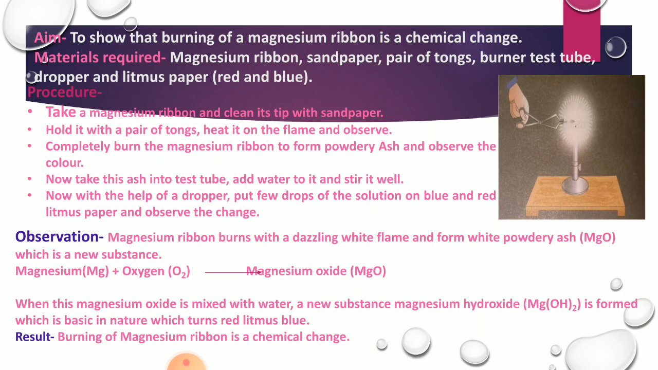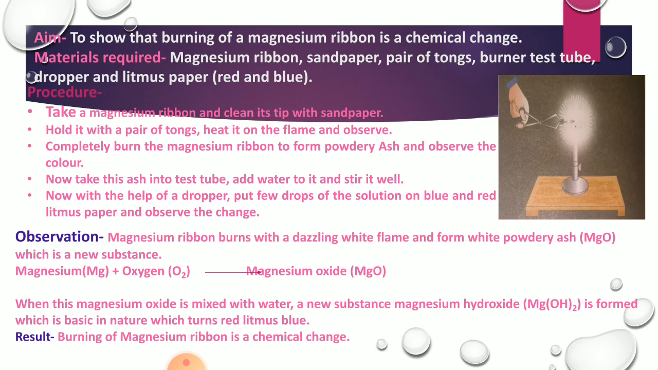Now we have to take the red and blue litmus paper, and with the help of a dropper, we will put a few drops of the solution on the blue and red litmus paper. All of us know why we use litmus paper. We use litmus paper just to know the chemical nature of the substance. So here we have to know the chemical nature of the solution which we have formed by adding ash and water.